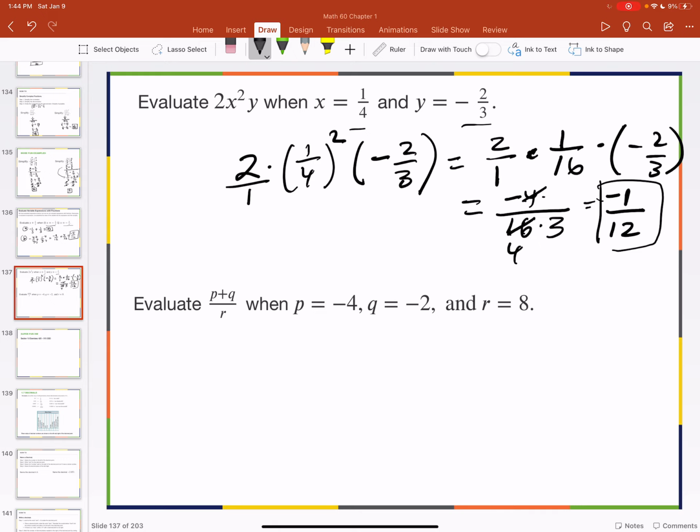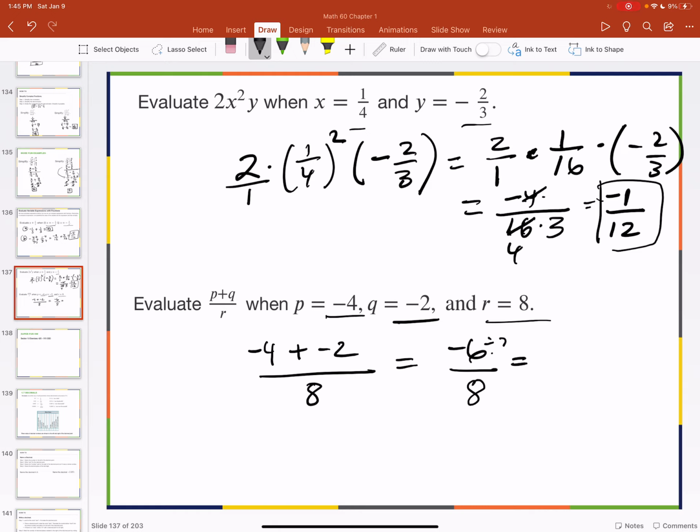Let's see here. Evaluate P plus Q over R when P is negative 4, Q is negative 2, and R is 8. So negative 4 is P plus negative 2 all over 8. So that's just going to be negative 6/8, right? Same signs, keep the sign. And then divide top and bottom here by 2. Or you can write it as 2 times 3 over 2 times 4. And you get negative 3/4.